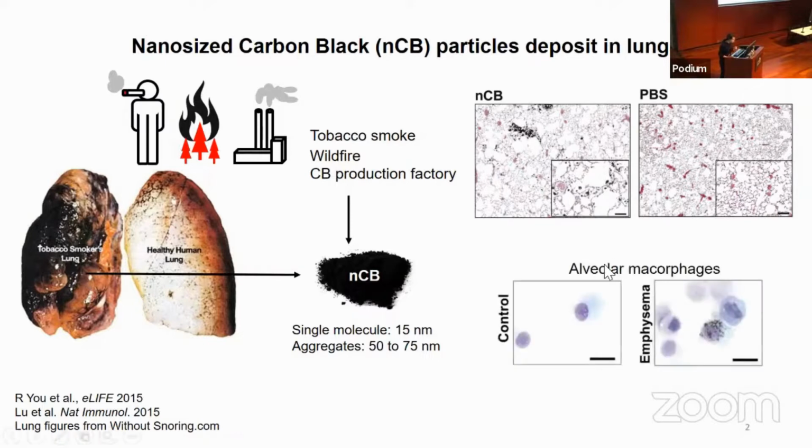I want to point out a very special immune cell right here. This is called the alveolar macrophage. As you can see, this is a macrophage isolated from an emphysema patient, and this patient is a heavy smoker. You can see carbon black particles not just in the cytoplasm, but also in the nucleus. That means the carbon black particles can actually cause DNA damage.